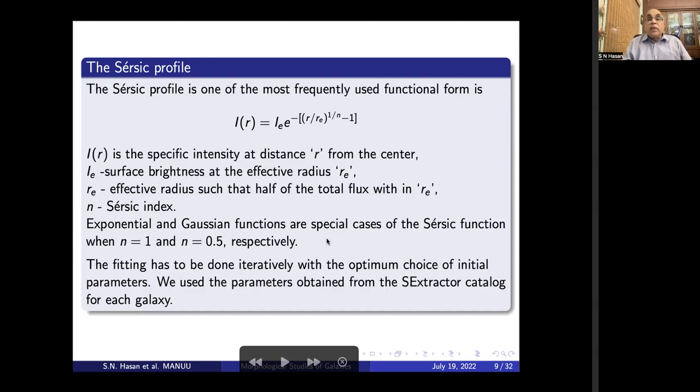Exponential and Gaussian functions are special cases of the Sersic function when n equals 1 and n equals 0.5 respectively. The fitting has been done iteratively with an optimal choice of initial parameters. We use the parameters obtained from the Source Extractor catalog for each galaxy.